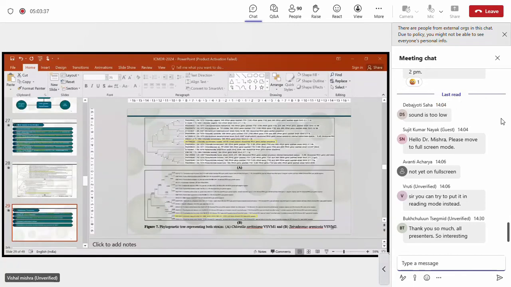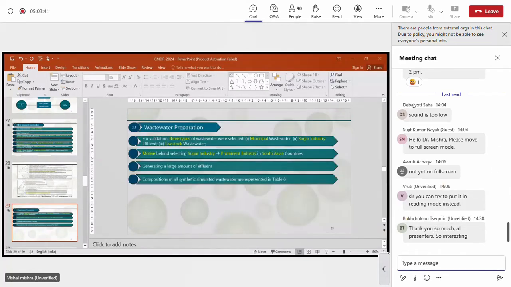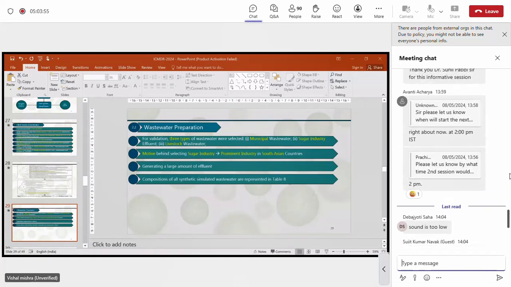Now, the wastewater preparation, how we did it. For validation, three types of wastewater were selected: municipal wastewater, sugar industry wastewater or the effluent, and the livestock wastewater. Municipal wastewater was easily available to us. We have several hostels in our premises, and then faculty housing. And for livestock wastewater, we already have a dairy unit in the BHU itself, just beside my department. So we collected the dairy effluent from there.